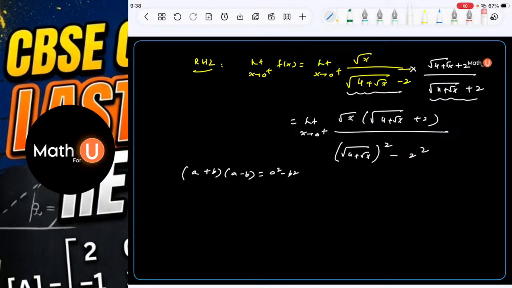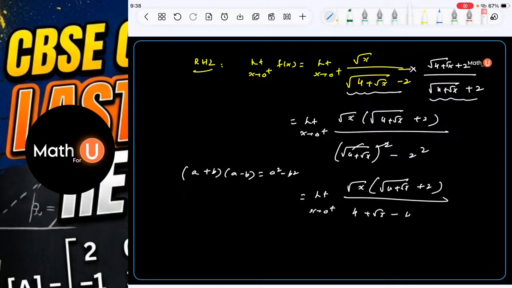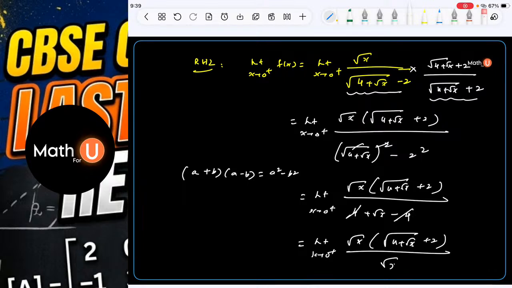Then apply the formula, you get square root of 4 plus square root of x whole square minus 2 square. Then limit x tends to 0 plus, we get square root of x, square root of 4 plus square root of x plus 2 by square root of x. 4 plus square root of x minus 4, the 4 gets cancelled.